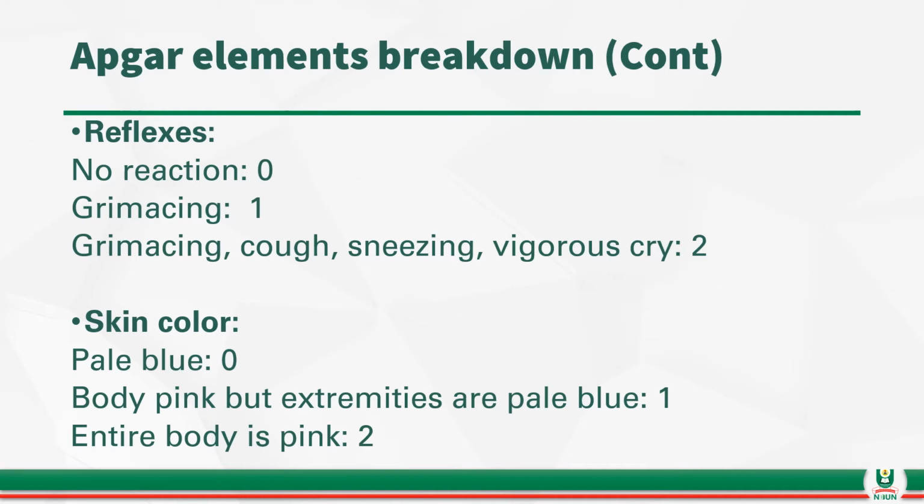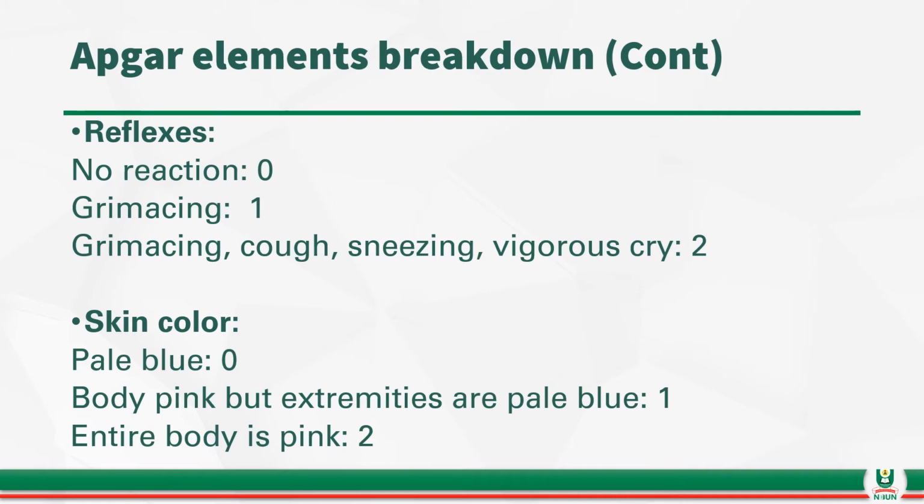Then we look at reflexes. Checking the reflexes of the baby. If there's no reaction at all to reflexes, rooting reflex, sucking reflex, as the case may be, and all sorts of reflexes that you check in babies, you score 0. If there's a little grimace when you check for reflexes, you score 1. If there's grimacing and there's cough and there's sneezing, and then a vigorous cry, you could hear the baby cry vigorously, you score 2.